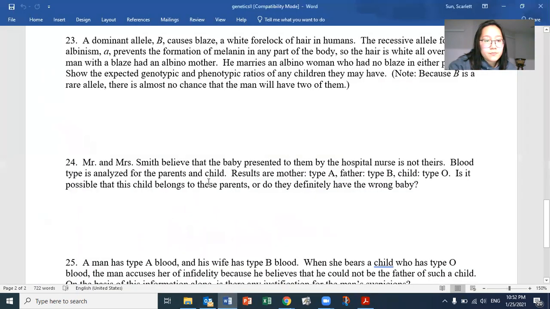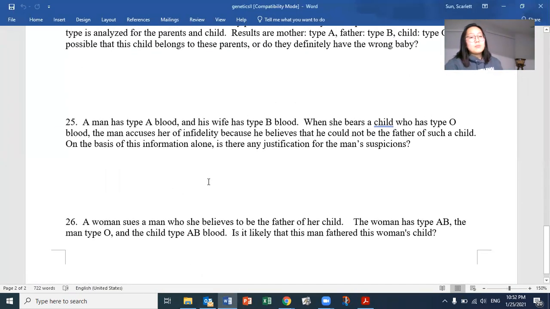Number 25. A man has A-type blood and his wife has B-type blood. When she bears a child who has type O blood, the man accuses her of infidelity, again cheating, because he believes that he could not be the father of such a child. On the basis of this information alone, is there any justification for the man's suspicions?